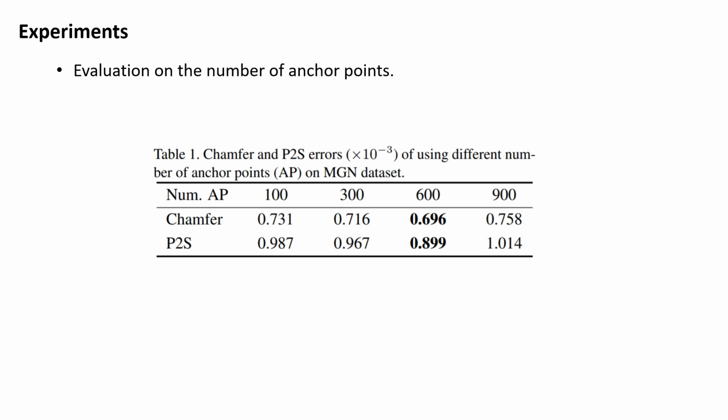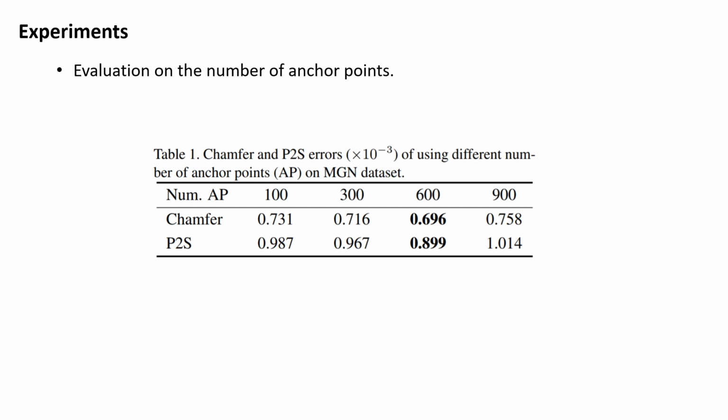In our experiments, we first investigate the impact of the number of anchor points. Table 1 lists chamfer and P2S errors obtained by using 100, 300, 600 and 900 anchor points. It can be seen that using more anchor points achieves better results because stronger space context can be referenced by query points. However, when the point number exceeds a certain value, for example 900, the performance degrades.